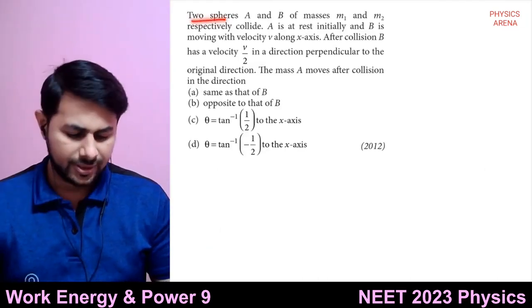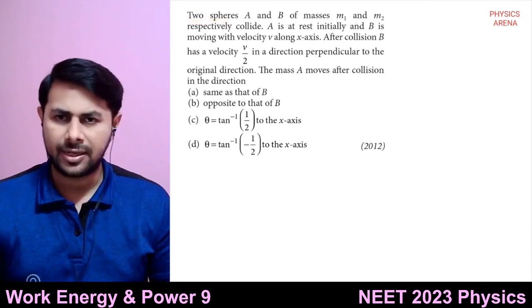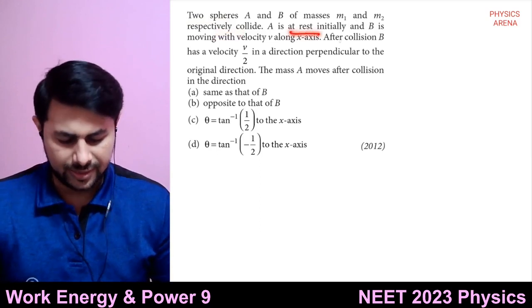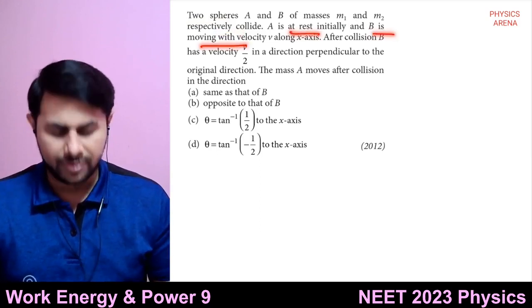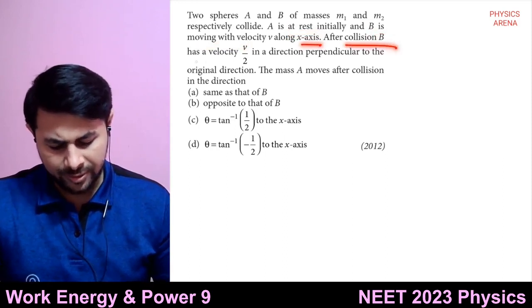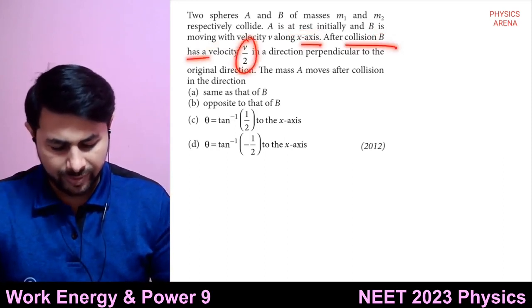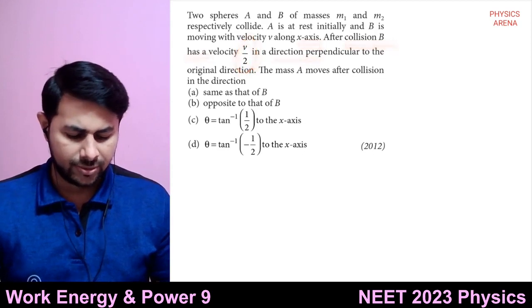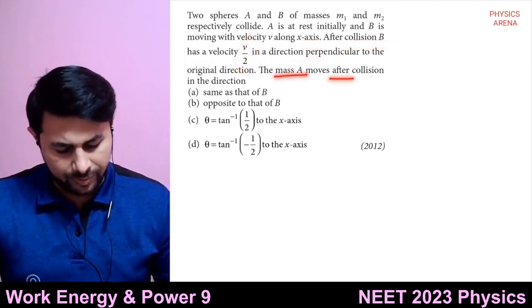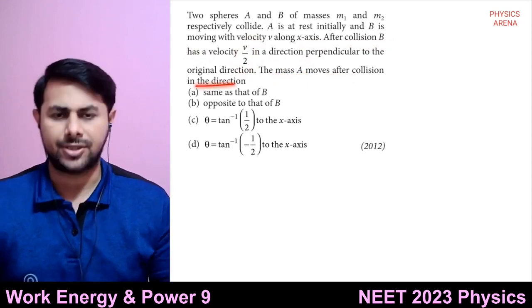Two spheres A and B of masses m1 and m2 respectively collide. A is at rest initially and B is moving with velocity v along x-axis. After collision, B has velocity v by 2 in direction perpendicular to original direction. The mass A moves after collision in the direction.